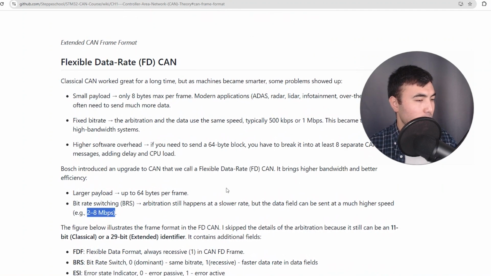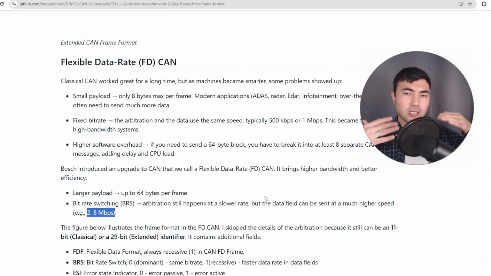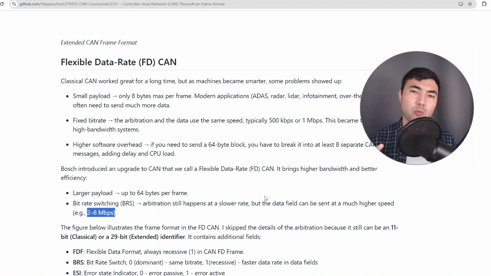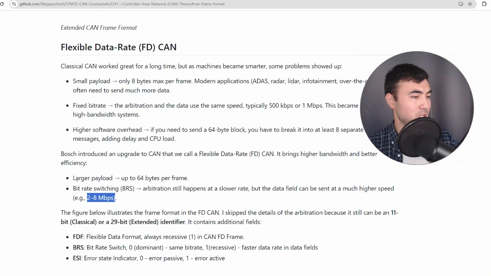And you might ask why we cannot use a higher bitrate during the arbitration. The problem is that during the arbitration, as I said, multiple nodes can send the ID. If you use a higher bitrate, you may end up with an undesired state of the data line. That's why during the arbitration we have to be really careful, so CAN uses the low bit rate. But once we switch to sending the data, only a single node is sending, so we can use a higher bit rate. That's why in flexible data rate we have bit rate switching.